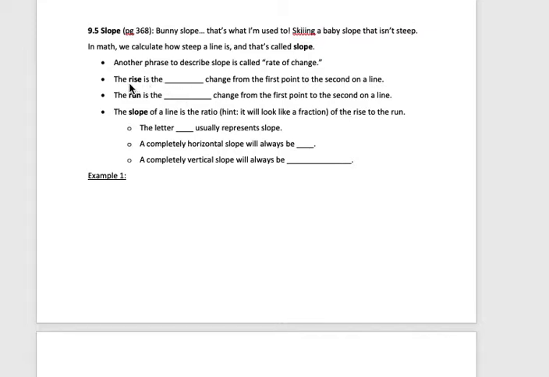So when we're calculating slope, we're looking at two things. We're looking at the rise and we're looking at what's called the run. The rise is the vertical change. That makes sense, right? We have rise and that's vertical. And the run is the horizontal change. Okay, so that's the change of x. So this is change of y and this is change of x.